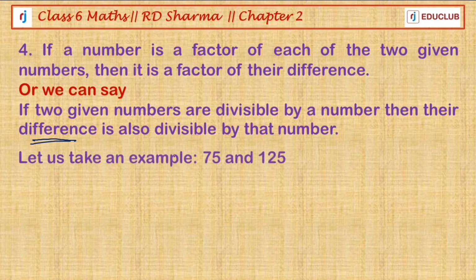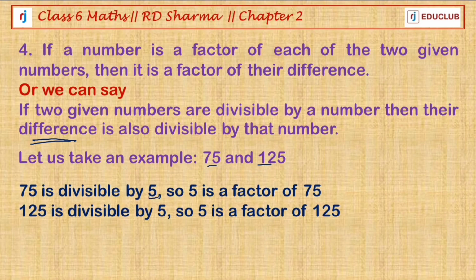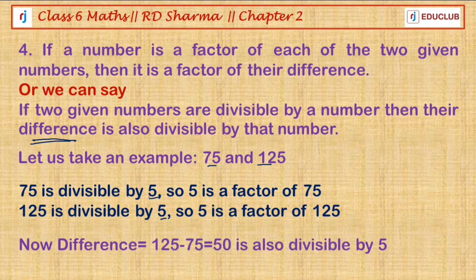So let us take the same numbers, 75 and 125. We know 75 is divisible by 5, okay, and 125 is also divisible by 5. Now let us check the difference of 125 and 75. It is 50, and we know 50 is divisible by 5 also, okay? 50 is equal to 5 into 10, so 50 is divisible by 5 also, okay? So if two given numbers are divisible by a number, then their difference is also divisible by that number. Okay. In the chapter's exercise, we will solve the questions related to these divisibility tests.